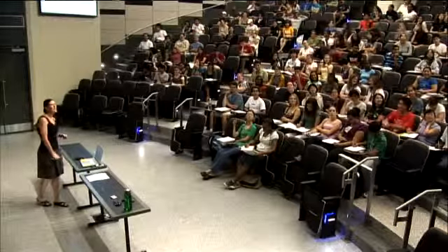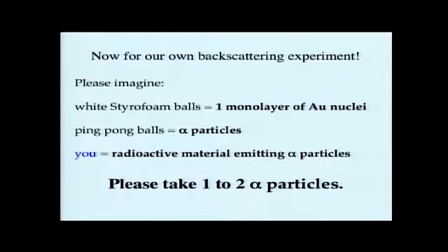So what we want to do now is see if we can understand how this backscattering experiment worked. So we will do our own backscattering experiment. And we'll ask you to imagine a few things. First is that we have this monolayer of gold particles.